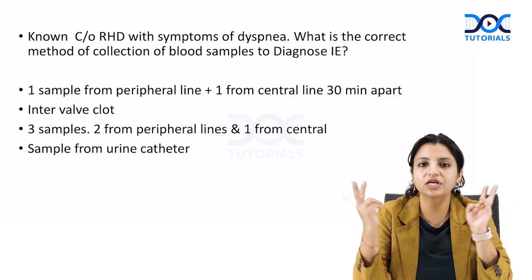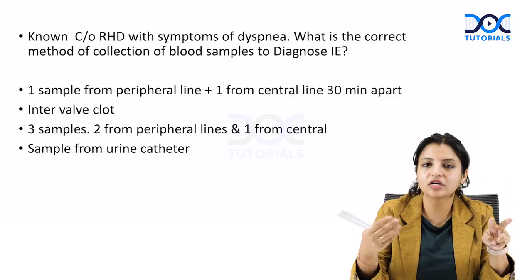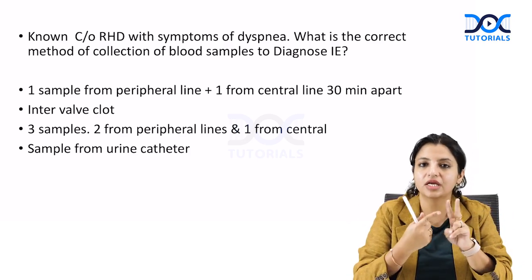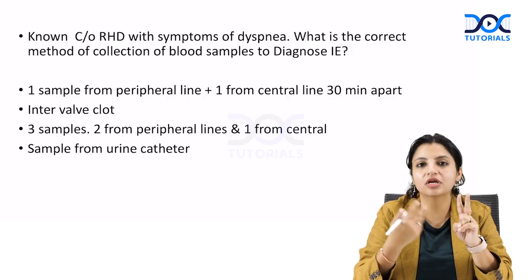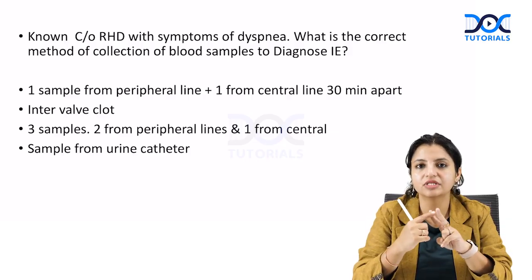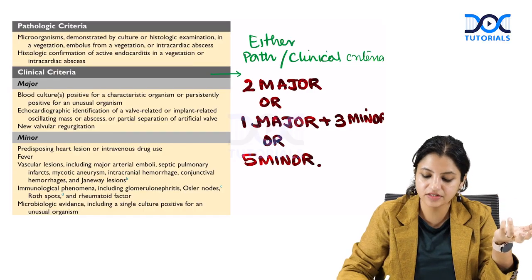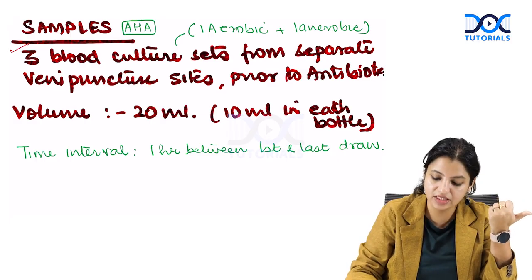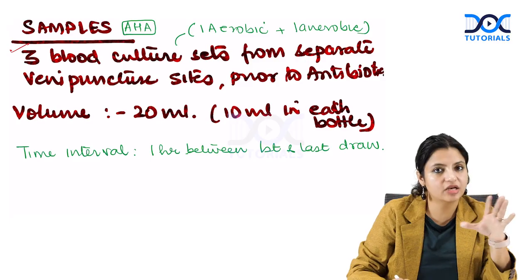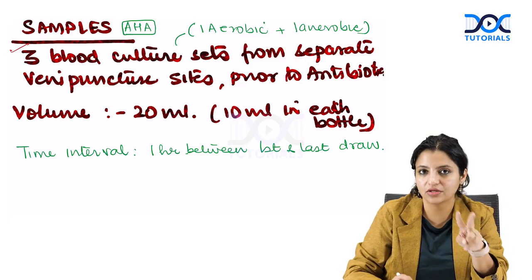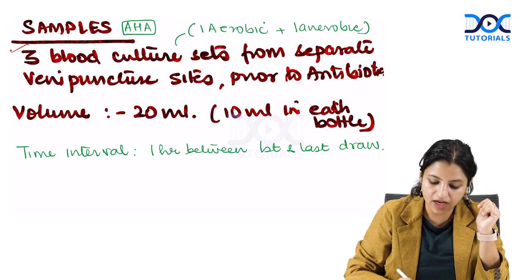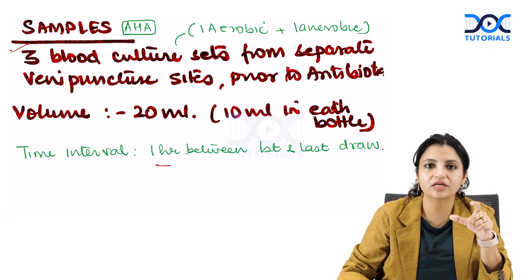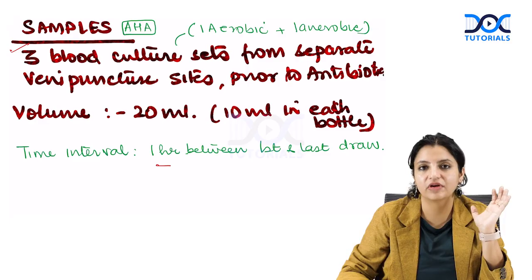Okay, if suppose you are taking 2 culture bottles, it will not be confirmatory, but it will make a probable diagnosis. If you are taking 2 culture bottle sets, you can take them, but then the 2 samples should be at least 1 hour apart. So if we look at the guidelines, you have to take 3 blood culture sets from separate venipuncture sites prior to antibiotics. Volume of the sample should be 10 ml in every bottle, because you're taking a set. So 2 bottles, 1 anaerobic, 1 aerobic, and there should be at least 1 hour interval between the first and the last draw. Then only you can make the diagnosis of infective endocarditis.